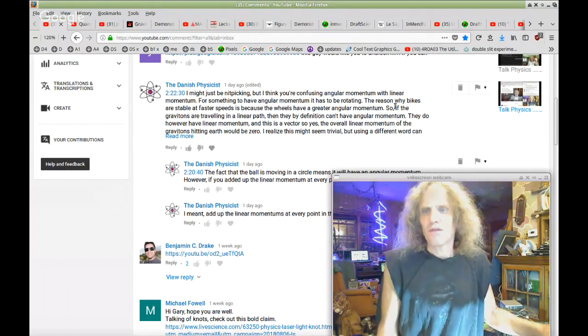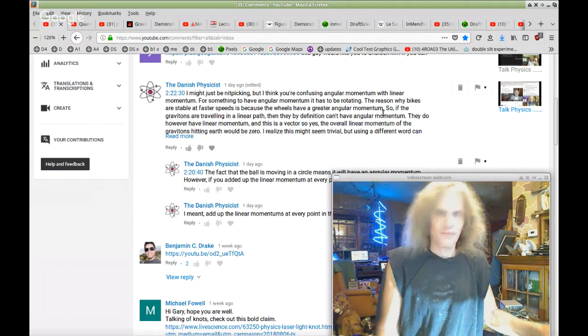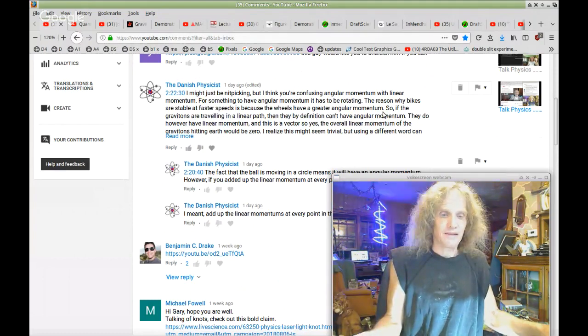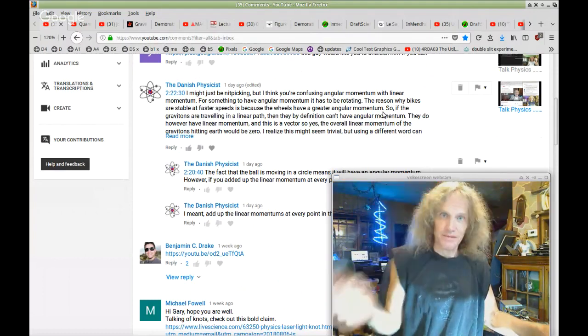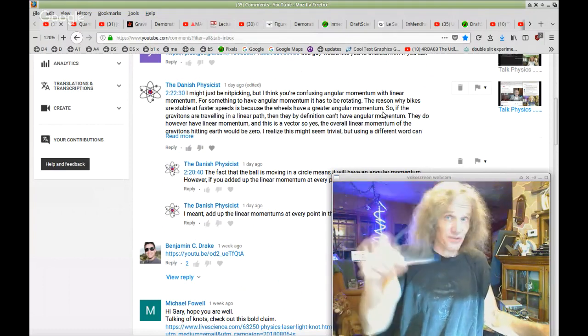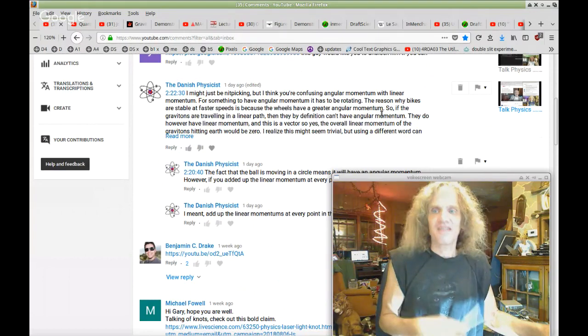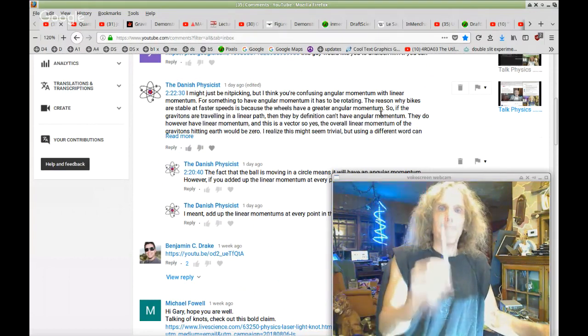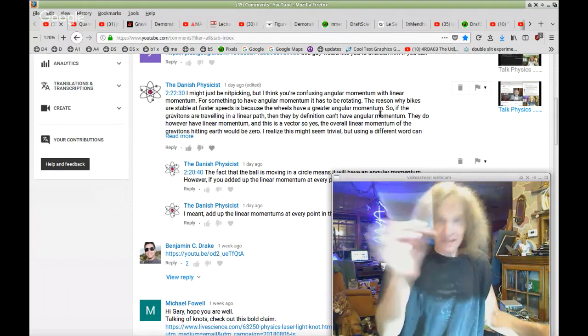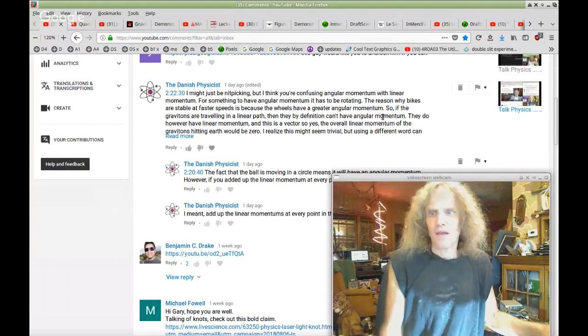But anyway, the reason why bikes are stable at faster speeds is because the wheels have a greater angular momentum. Now you're getting into something much more complex, in the sense that what they have is more energy. So in a sense, they have more M. E equals mc squared. So the extra energy is creating more mass in a direction. So again, we're back to this, it's sort of important. So if the gravitons are traveling, so I hate that word, in a linear path, well, obviously they're traveling in a straight line always.